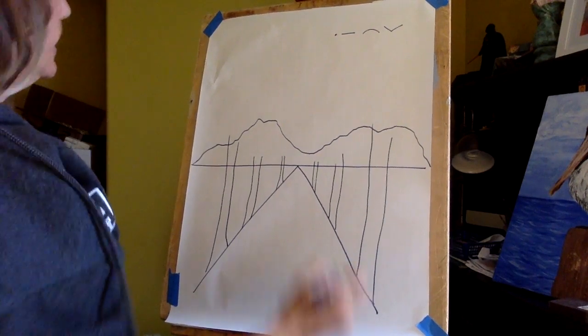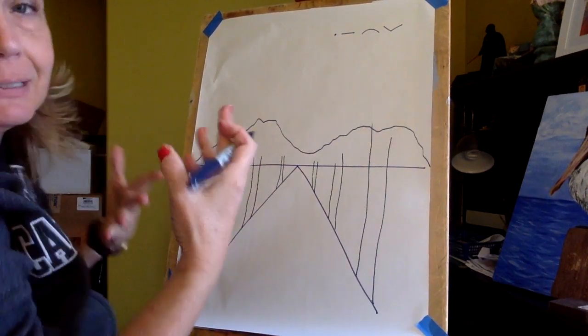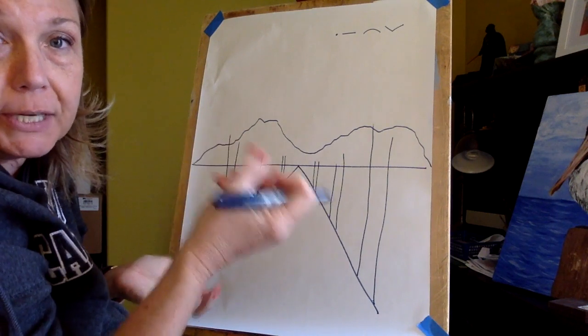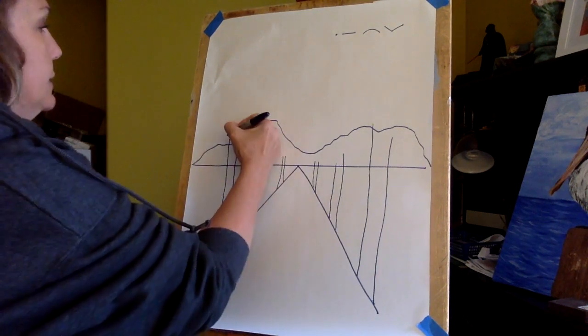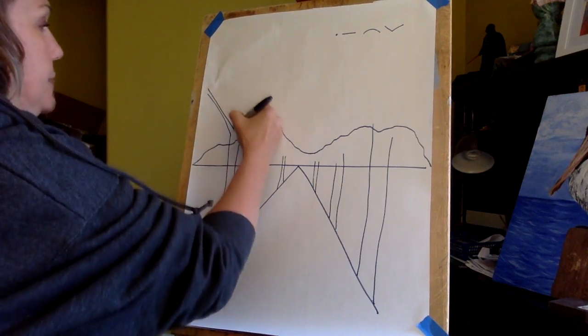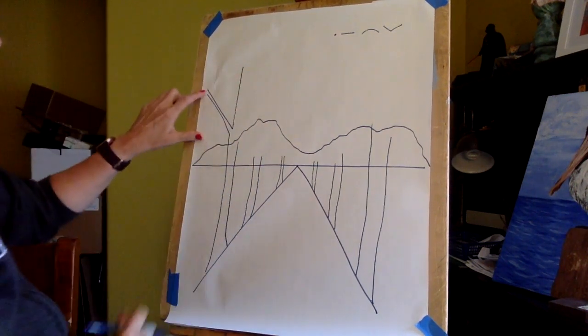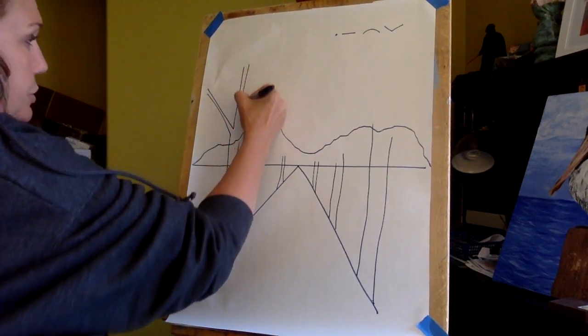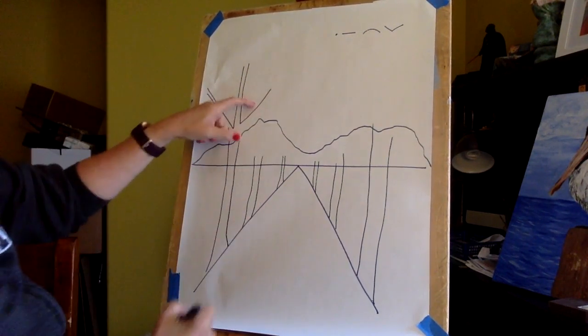Let's make some branches. You know how to do that. Branches are simply different thicknesses of lines. We can come up here and make an angle. See, that's an angle right there. That angle makes up two. There's another angle.